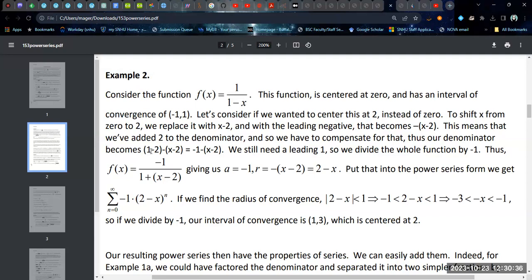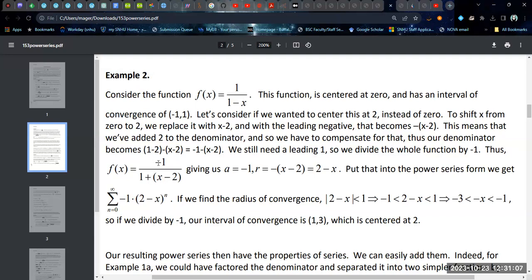And again, if you FOIL everything out, you should make sure you get back to 1 minus x. But we need it in this x minus 2 expression, so I'm just going to combine the 1 minus 2 and get negative 1. Now, again, I have to have a leading 1, as I saw before, so I put a minus sign through my denominator, and I move that minus sign to the top. And so now I have an expression that is ready for my formula.